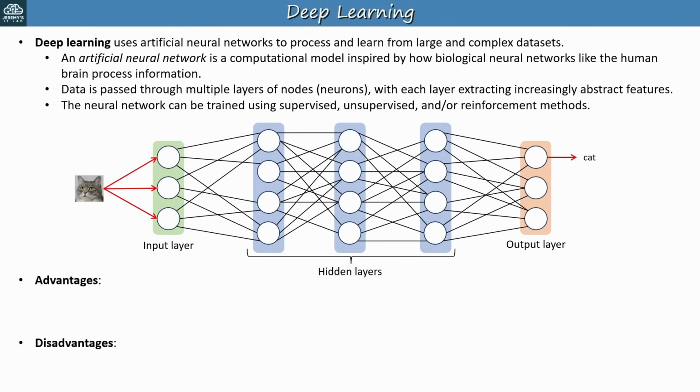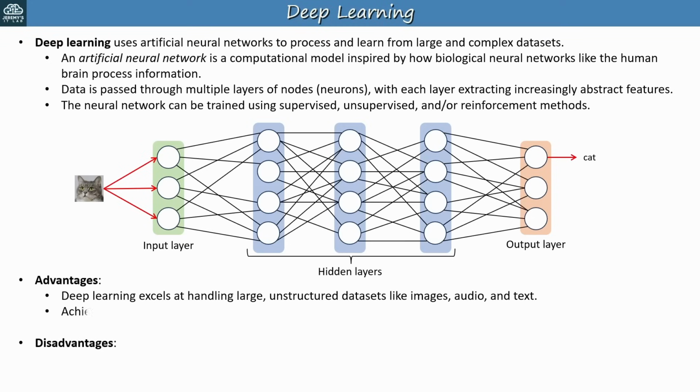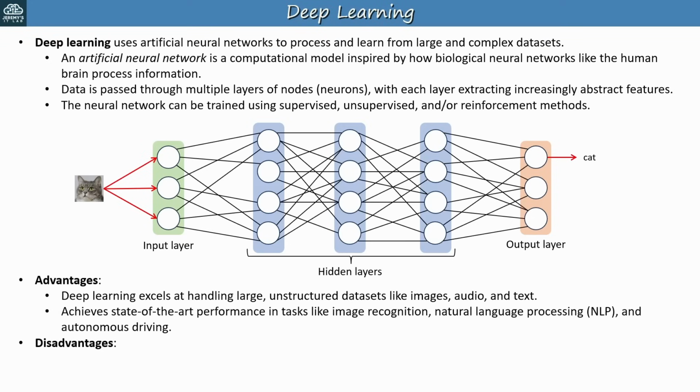So what are the advantages and disadvantages of deep learning? First of all, it excels at handling large, unstructured datasets like images, audio, and text. Data that doesn't have a clear, predefined structure. It doesn't fit into traditional rows and columns of a database or spreadsheet. When it comes to tasks like image recognition, natural language processing, and autonomous driving, deep learning provides state-of-the-art performance.